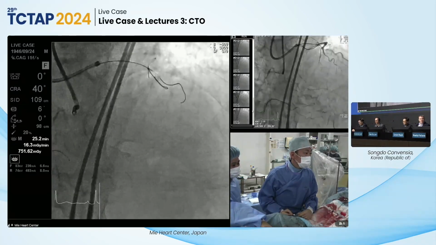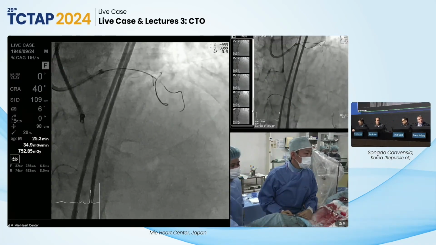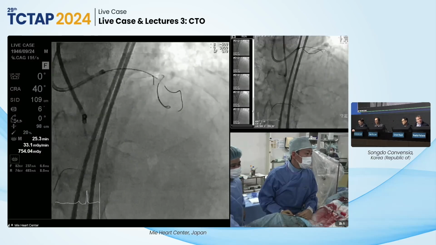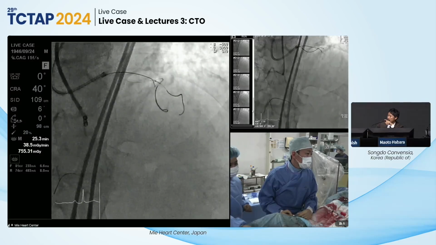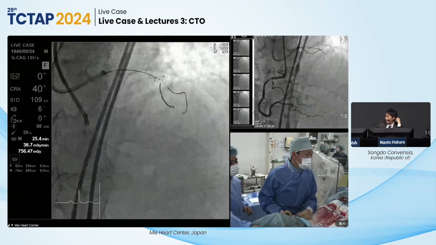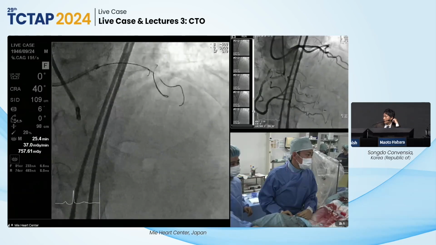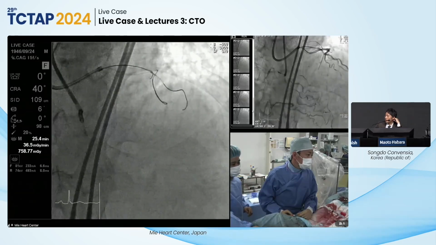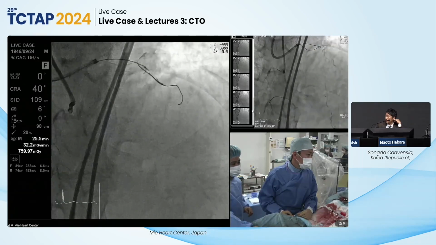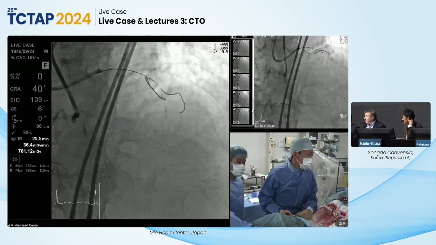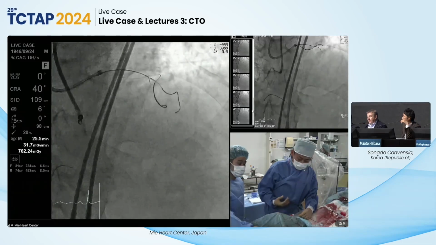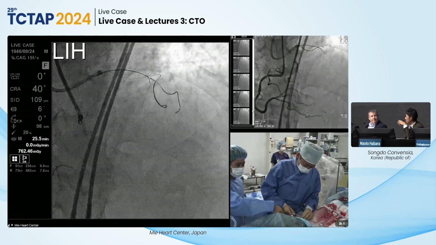So, Dr. Simon, which wire? So, polymer jacket wire. Which one do you like for the first wire for this situation? I like Gladius. I think it's very steerable. I love the fact you've got an extra 30 centimeters of length for trapping and all of those other things. Which one? Gladius. Yeah.